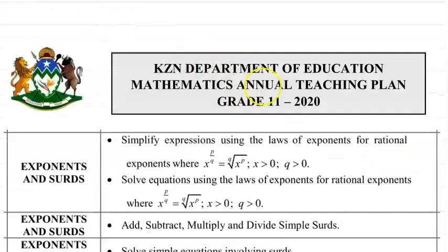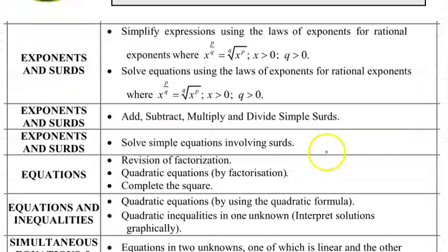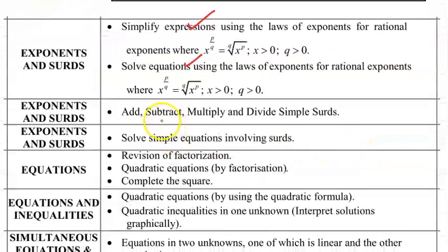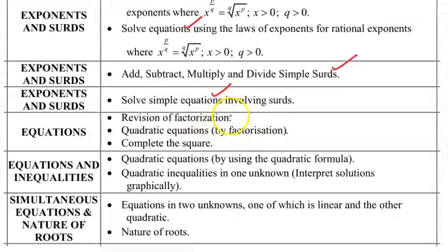Quickly, if I look at the work schedule, the things that we've covered already in previous videos are: we've simplified expressions using the laws of exponents. We've solved equations where we have rational exponents and exponential equations. We've looked at adding, subtracting, multiplying, dividing simple surds. We also looked at equations involving surds where we had to square both sides. We looked at revision of factorization, quadratic equations by factorization, and now in this particular video we're looking at quadratic equations and solving by using the quadratic formula.